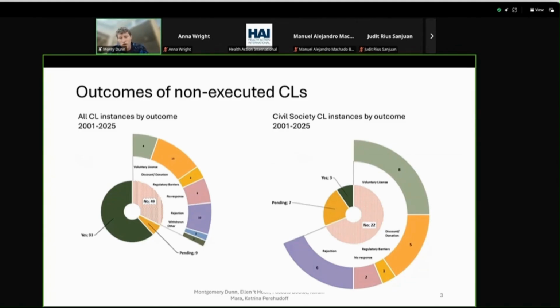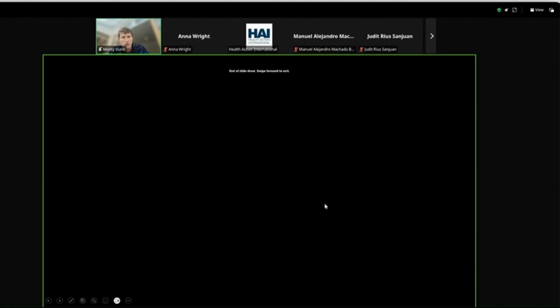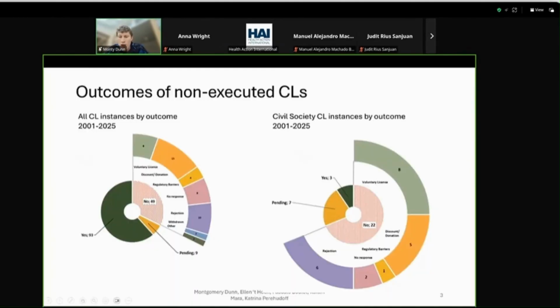If you look to the right, you'll compare this to the civil society initiated instances, and you'll see that there is a much lower execution rate, which at first sounds disheartening. If there have been, I can't do the maths, 31 or so instances, and only 3 of those have been executed, yeah, as I say, sounds disappointing. However, about half or just over did lead to some other kind of pro-access measure. And we explore in the discussion of the paper a bit further about what this means for the future of compulsory licenses initiated by civil society.